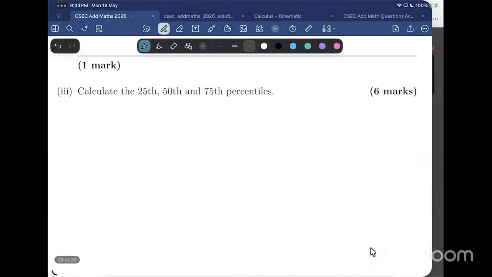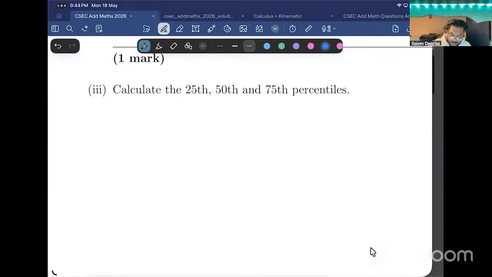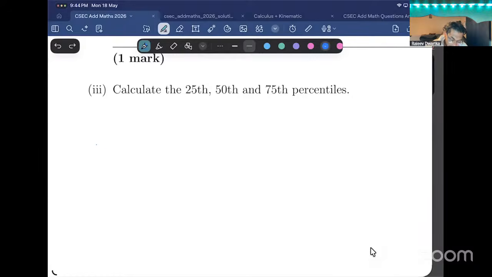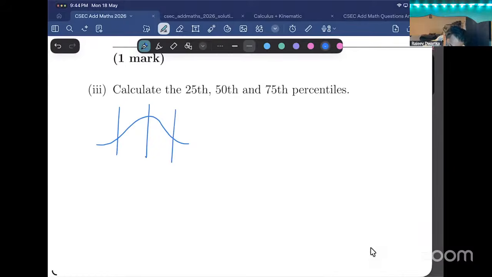All right, sir. Part 3: calculate the 25th, 50th, and 75th percentile. Imagine you have a data set over here. This is a normal distribution, by the way. I could divide my data into 4 parts: first part here, second part here, third part here, fourth part here.